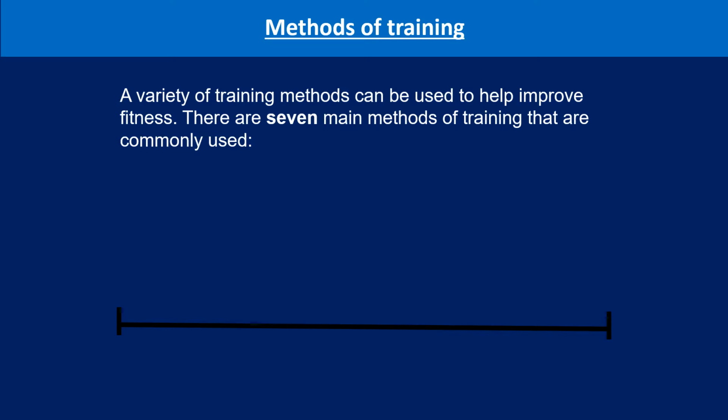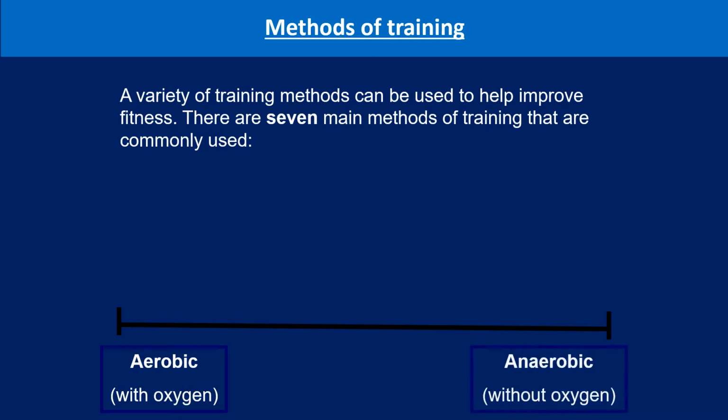The first thing that we need to know are the different methods of training. Methods of training simply means the different ways that we can train our bodies. We know that a swimmer would not train in the same way to what a long jumper would. So there's like a scale, and on this scale we've got all the 7 different methods of training that people may use. On the left hand side of the scale you've got your aerobic methods of training, and on the right hand side you've got your anaerobic methods of training.